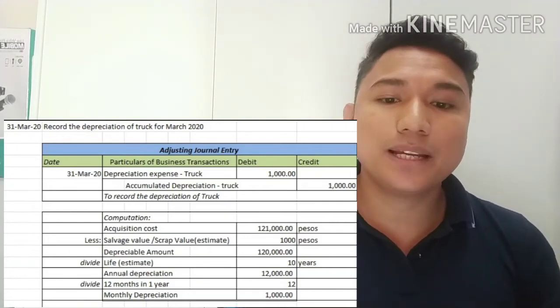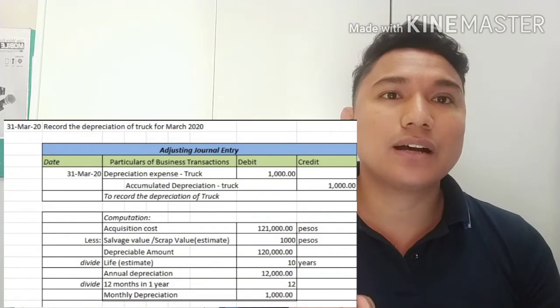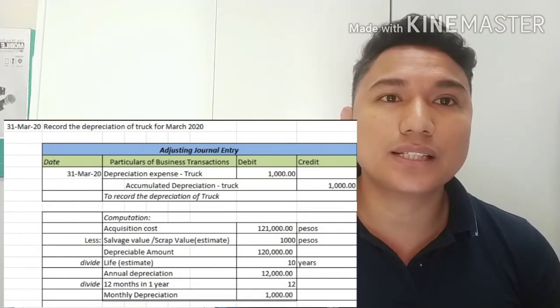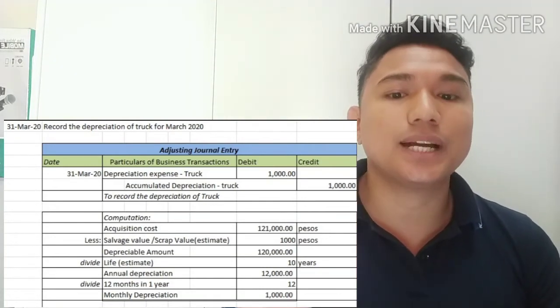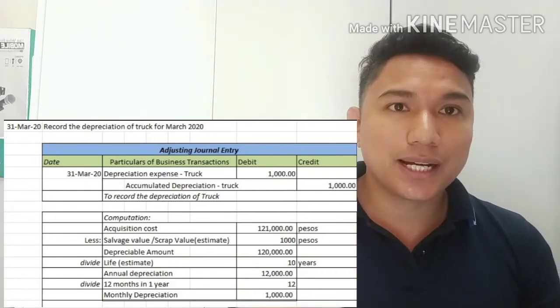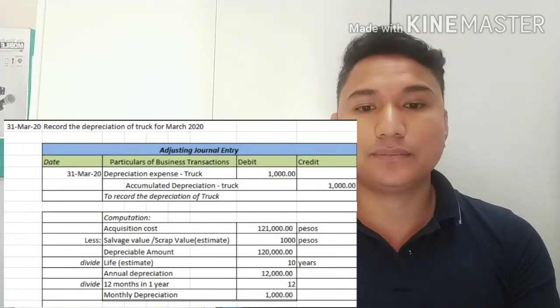What is this accumulated depreciation, truck? This is a contra asset account that, during the presentation in the financial statements, we deduct from the main asset account called truck. Truck less accumulated depreciation, truck, will be the net book value of the truck.